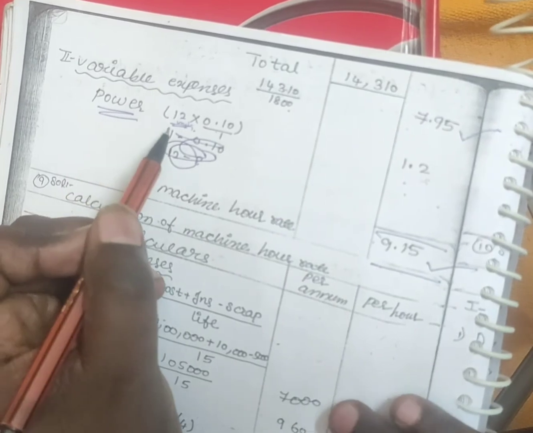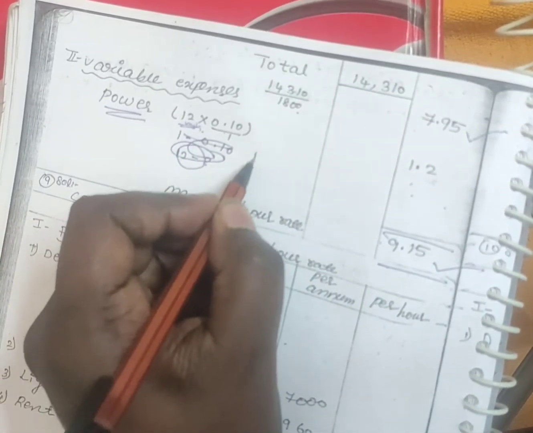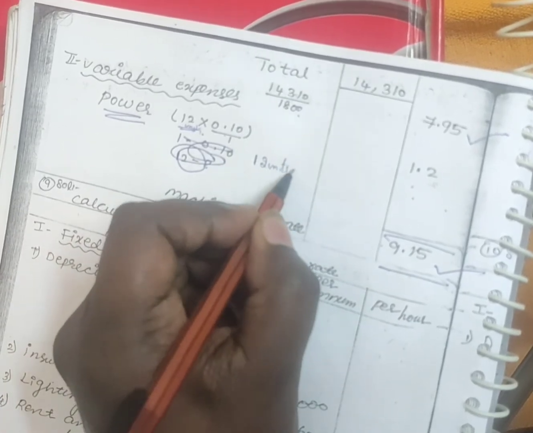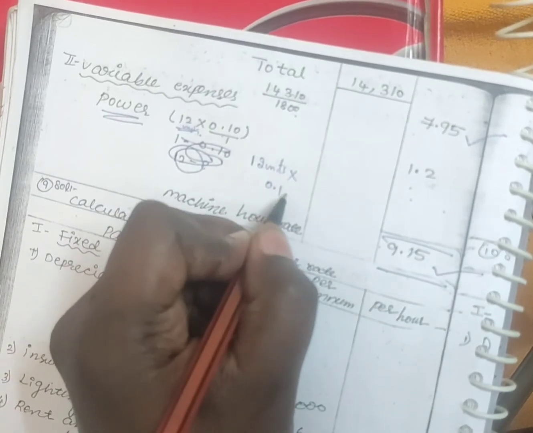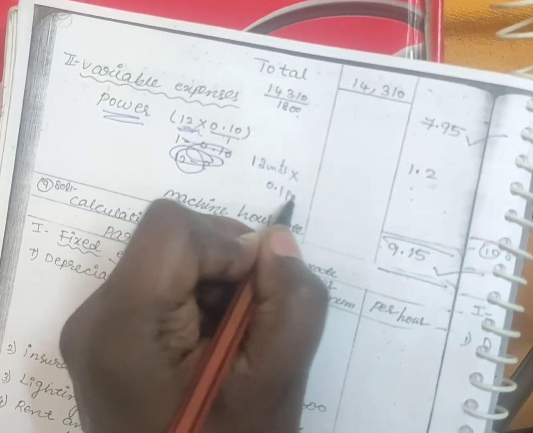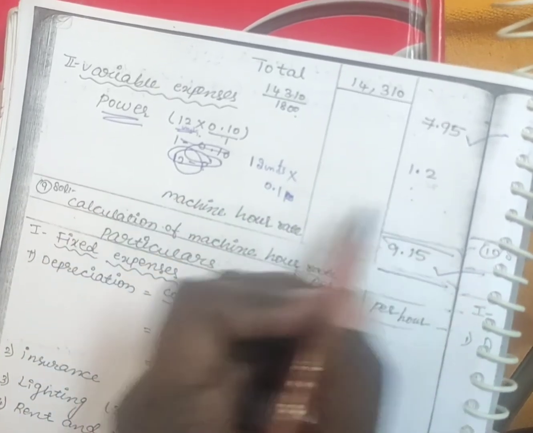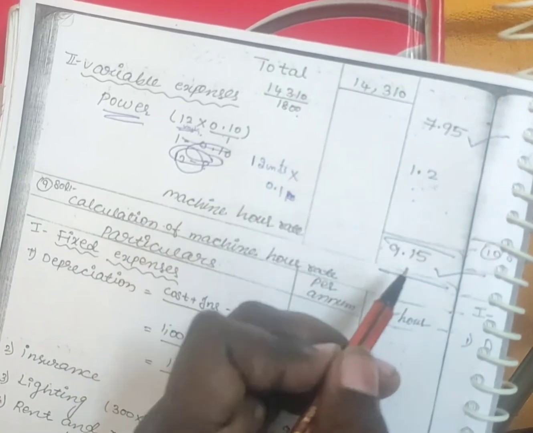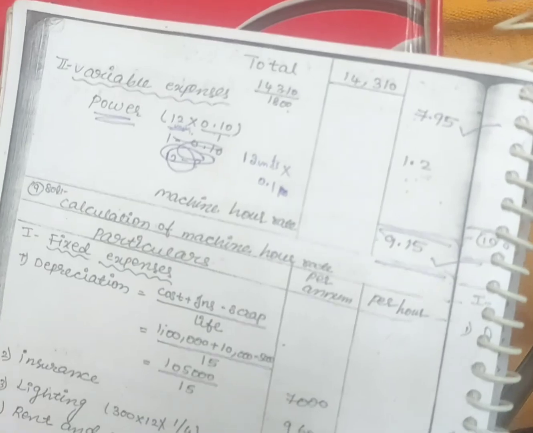The same thing happened for power. They are consuming 12 units per hour, at 0.1 rupee per unit, 1 rupee being 100 paisa, so 10 paisa is 0.1. So 12 units into 0.1 is 1.2. 7.95 plus 1.2 is 9.15, the machine hour rate. This is problem number 8.